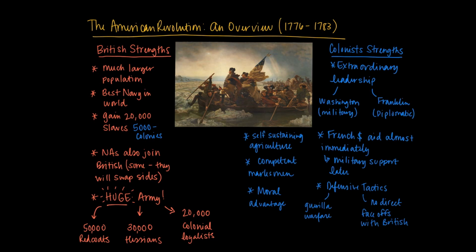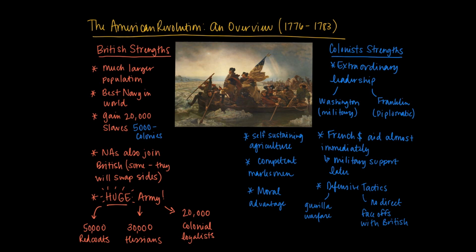Now, the American strengths are also numerous. They have extraordinary military and diplomatic leadership through people like George Washington and Benjamin Franklin. And this is something that the British don't necessarily have. They get French aid almost immediately. It starts with financial aid and eventually will develop into military aid.